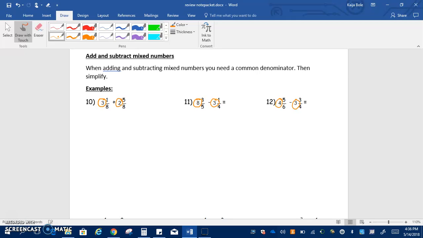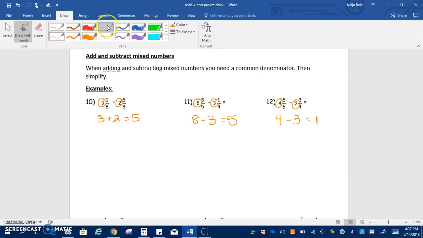So if we do the whole numbers first, let's go through and do all of them. So here we have 3 plus 2. So 3 plus 2 gives us 5. Here we have 8 minus 3. So 8 minus 3 also gives us 5. And then here in our last one we have 4 minus 3, which gives us 1. Okay, so the whole numbers are taken care of.